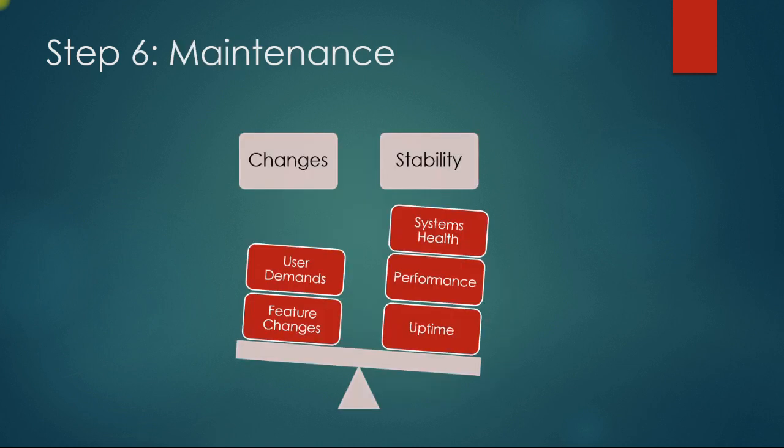And then when the users start really using it, then it's about maintenance, the sixth step. In the maintenance, the operations team has to make sure that everything performs good. There has to be a good balance between stability and user demands, changes. As per the user demand or as per the product feature changes, there are changes that we deploy or implement into the servers, systems and databases. But at the same time, we have to make sure that the systems and software are stable. System health, performance, and the most important thing is uptime of your product.